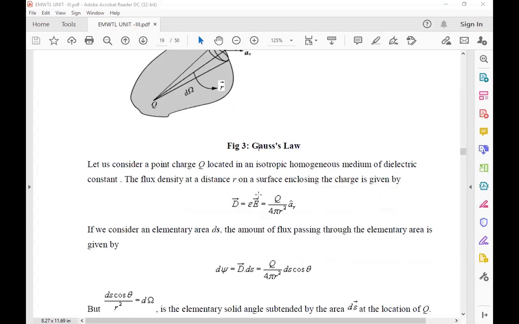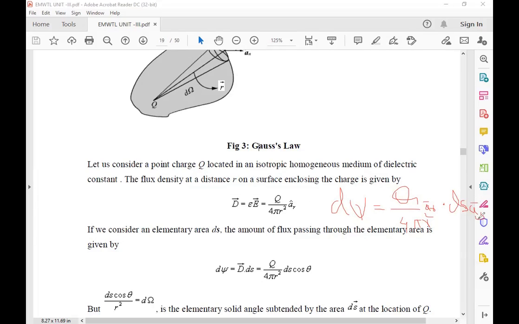So D bar is equal to epsilon E bar, q by 4 pi r square, dot ds. ds means ds into aS bar. This is the formula we will get: d psi is equal to D dot ds bar, where D is q by 4 pi r square into aR bar, and ds bar is ds into aS bar.